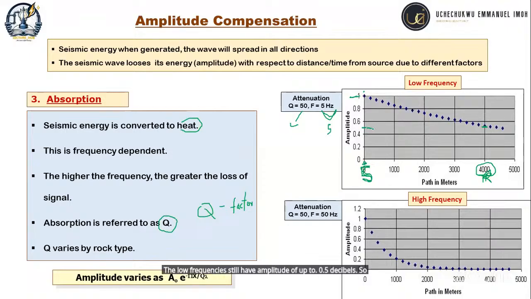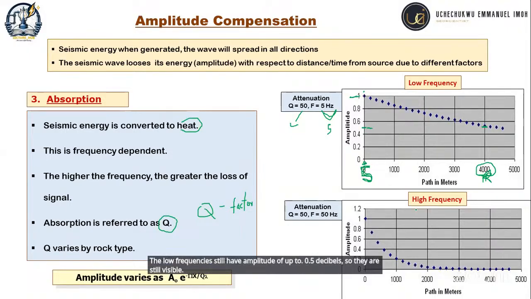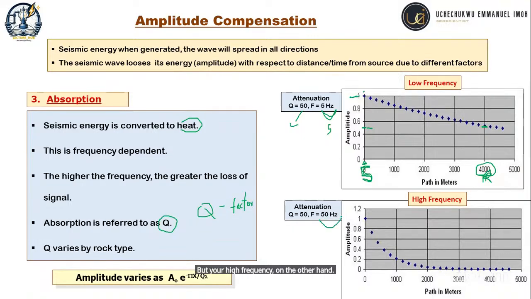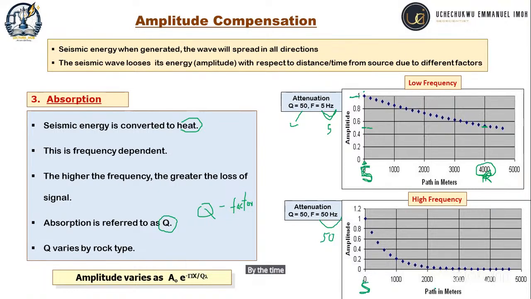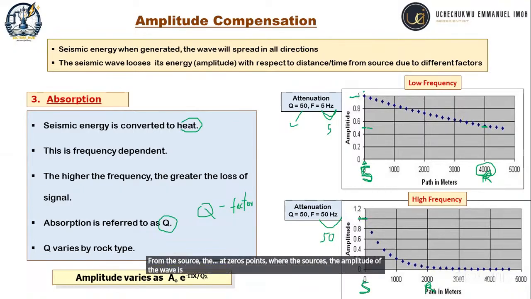So they are still visible. But your high frequency, on the other hand, high frequency of 50 hertz with the same Q factor, Q compensation factor within the rock, let's say it's a sandstone unit. If you generate the seismic wave on a source located at 0 point, by the time the seismic wave travels to 2,000 meters, which is a receiver located 2,000 meters away from the source, at 0 point where the source is, the amplitude of the wave is 1 decibel, for instance.